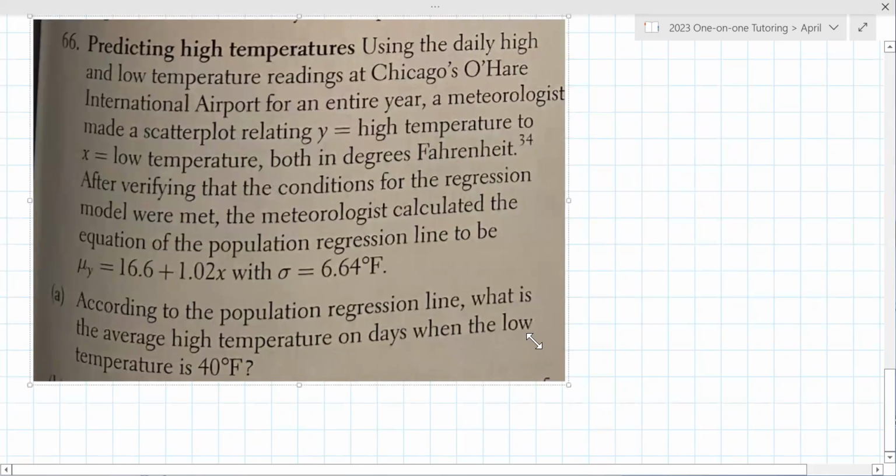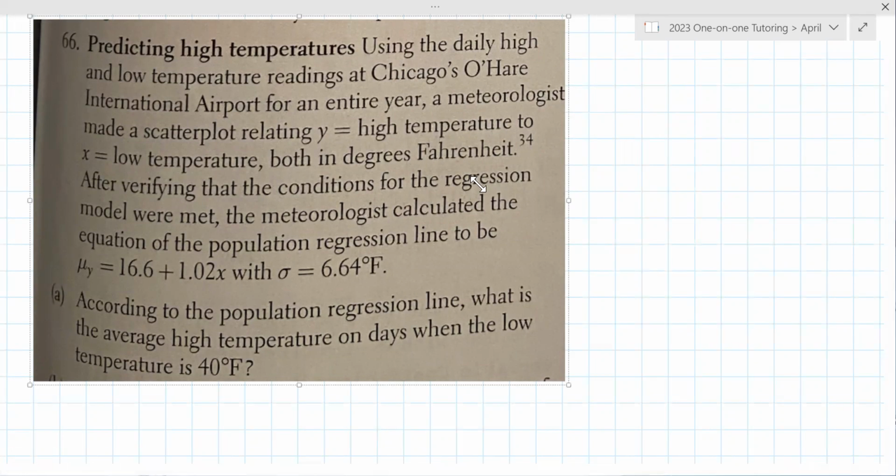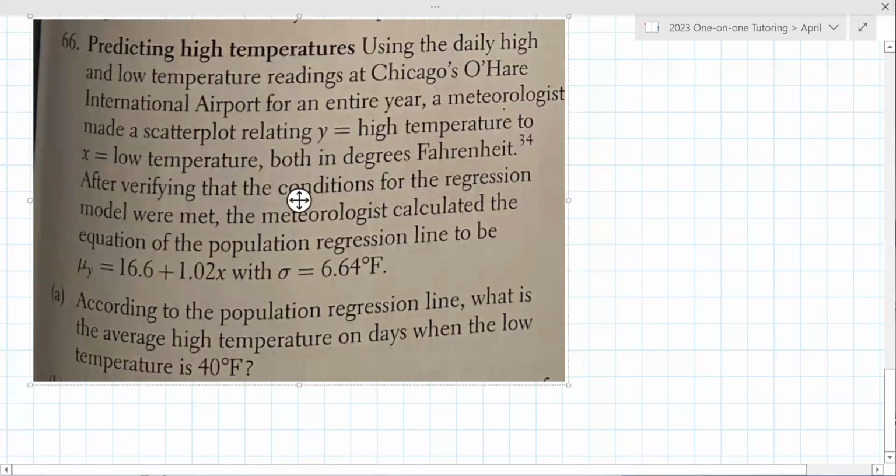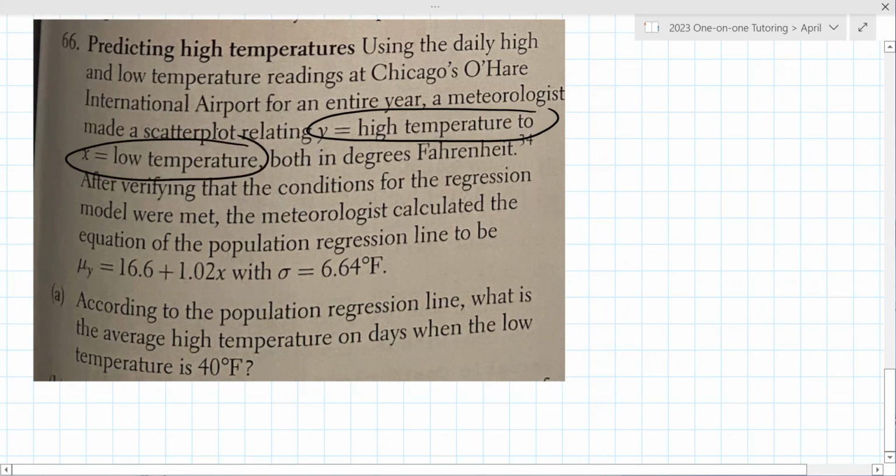All right, using the daily high and low temperature readings at the airport for an entire year, meteorologists made a scatter plot relating Y as high temperature to X low temperature. After verifying that the conditions for the regression model were met, the meteorologist calculated the equation of the population regression line to be mu y = 16.6 + 1.02x with a sigma equals 6.64 F. This is a lot like the previous one. According to the population regression line, what is the average high temperature on days when the low temperature is 40?